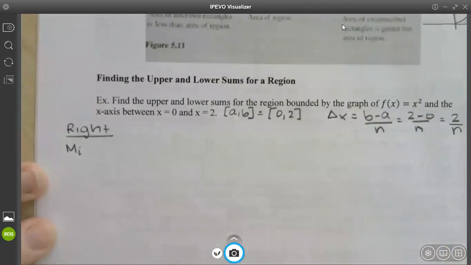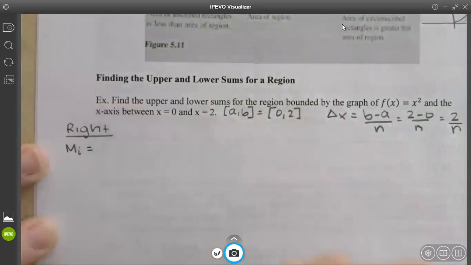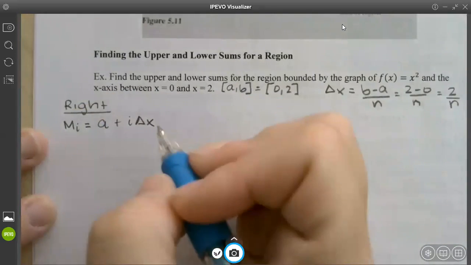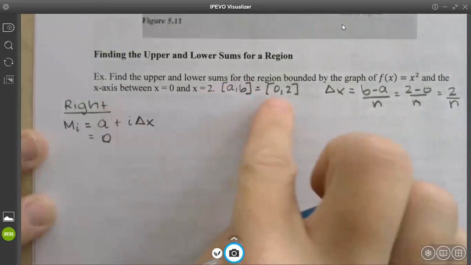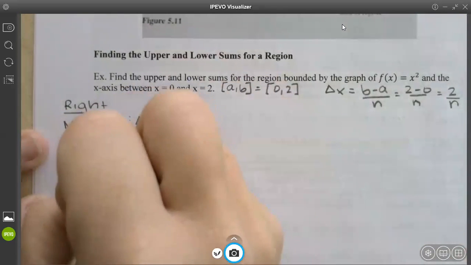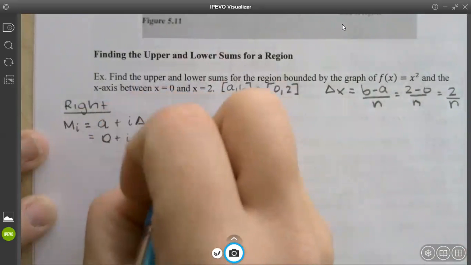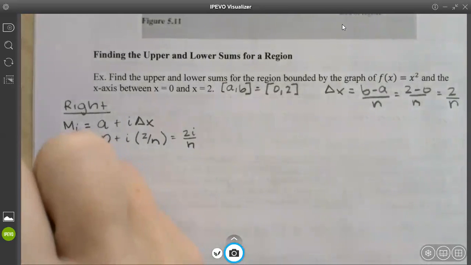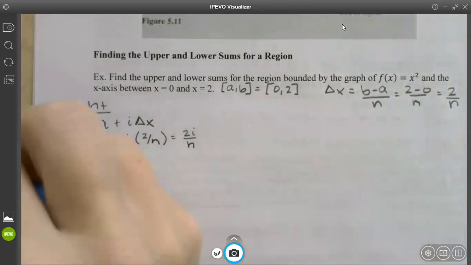So when I write big M sub i, remember, it's going to equal a plus i delta x, as our formula told us. Our a is 0. Our delta x was 2 over n. So we get 2i over n. So remember, I told you there'd be a time when you found that yourself. I gave it to you a minute ago. This is how you find it that way. All right. So now we have all the parts to be able to do our summation. We're going to start with 1 and go to n.